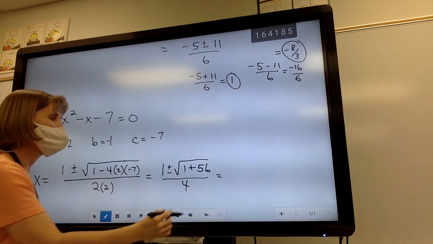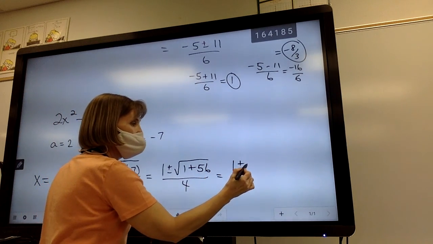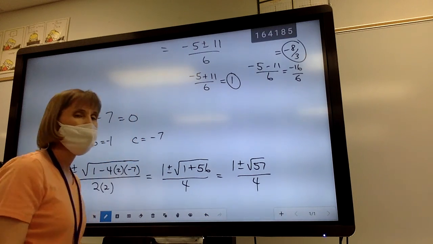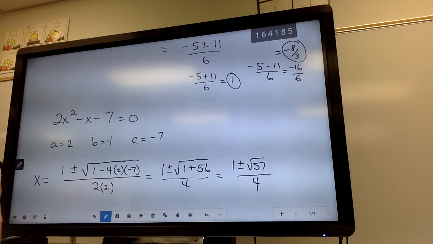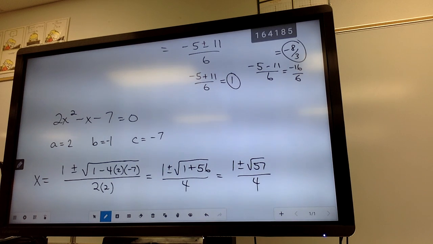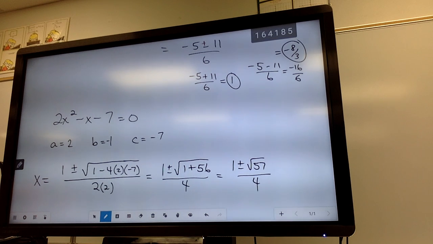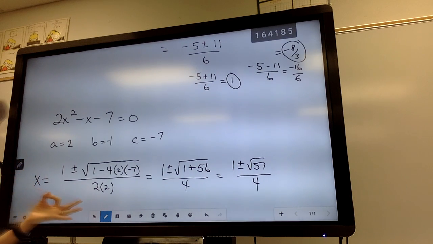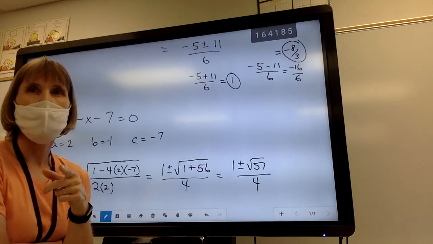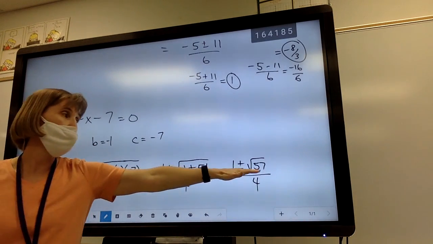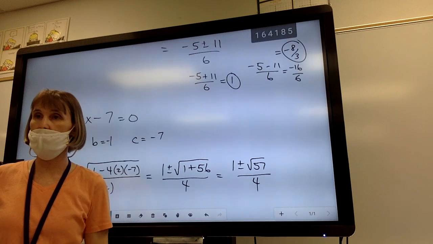What's 1 plus 56? 57. Now the square root of 57. Can we simplify that? 2 doesn't go into it. Does 3 go into it? 3 and 19, right? Okay, but 19 is prime, so that doesn't help me. So this doesn't break down. We're just going to leave our answer just like that.